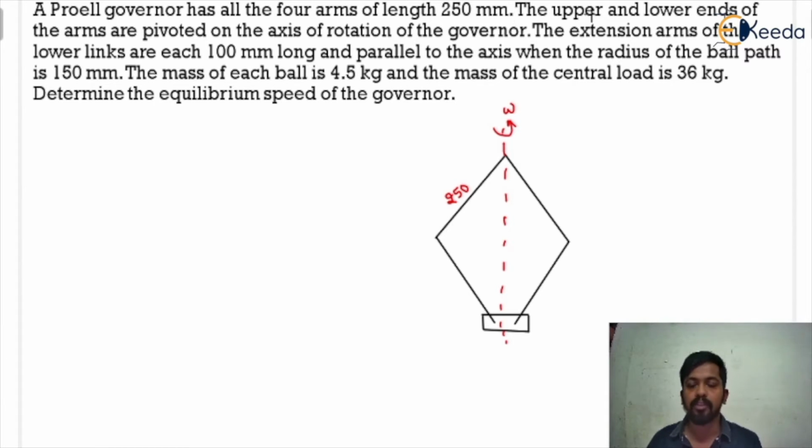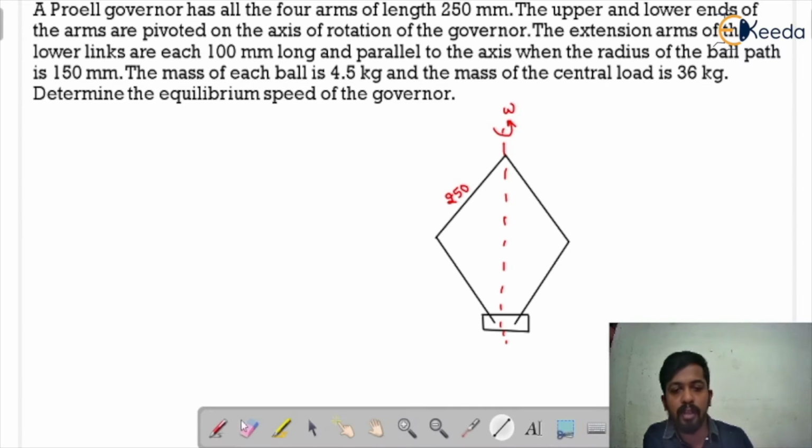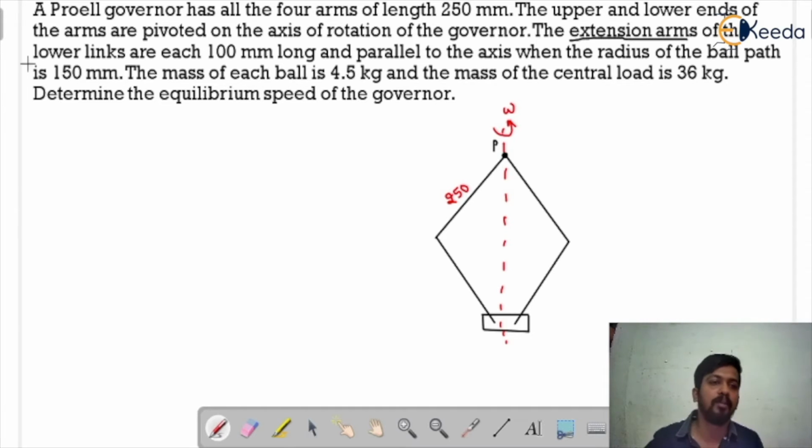In the question it is given that the upper and the lower ends of the arms are pivoted on the axis of rotation of the governor. We have pivoted here. This is the pivot point of both the arms. Here you can see, this is the pivot point P. This is on the axis of the rotation of the governor. Now it is talking about the extension arms. The extension arms of the lower link are 100 mm long and parallel to the axis of rotation.